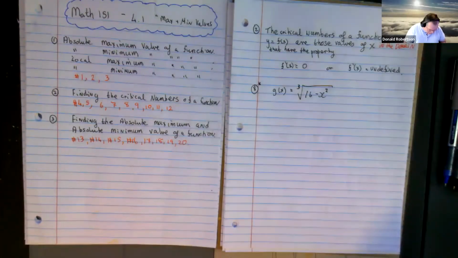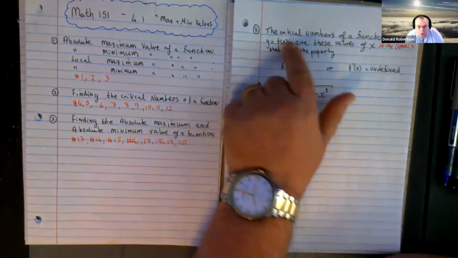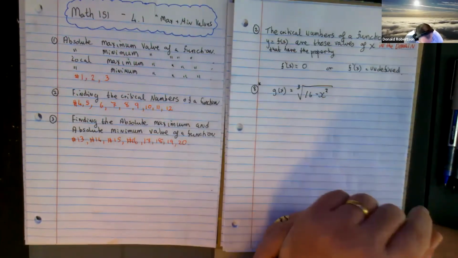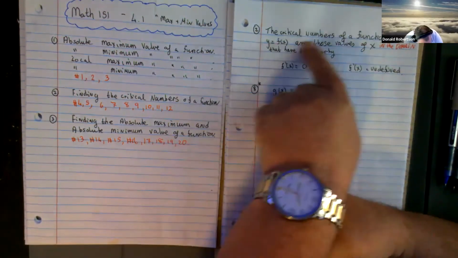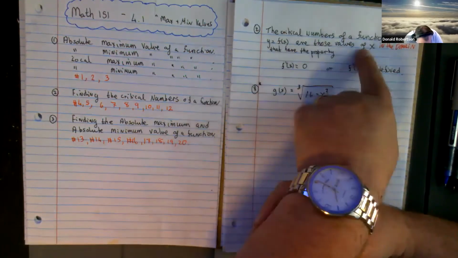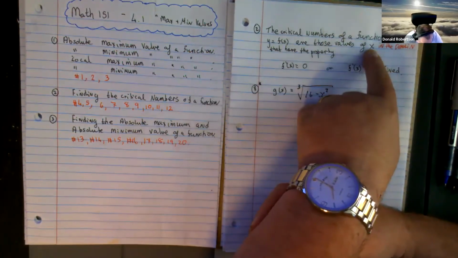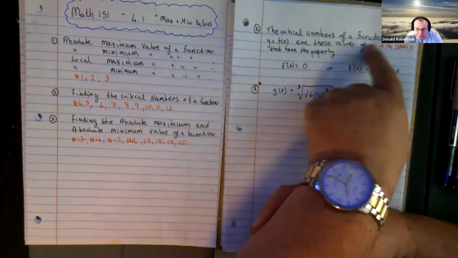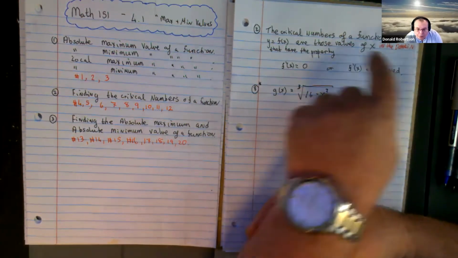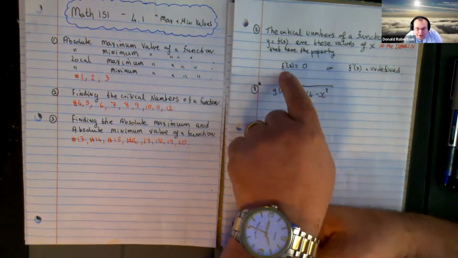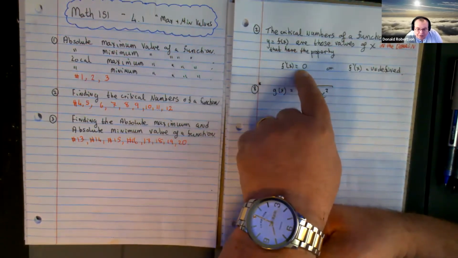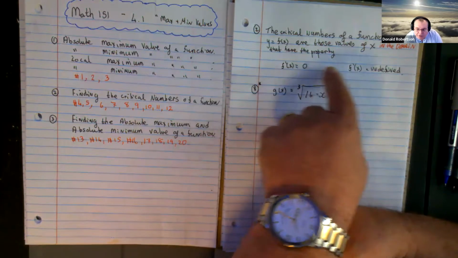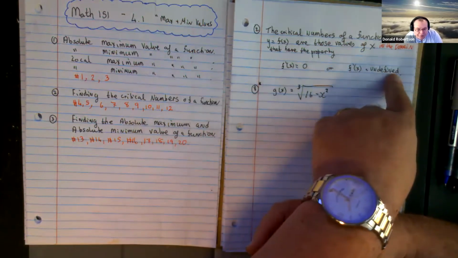Finding critical numbers. So here's a quick description of what they are. Critical numbers of a function are those values of x, so a critical number is a value of x in the domain, right? So you can't pick ones that are not usable, that have the property that either the derivative is 0 at that value of x, or the derivative is undefined.